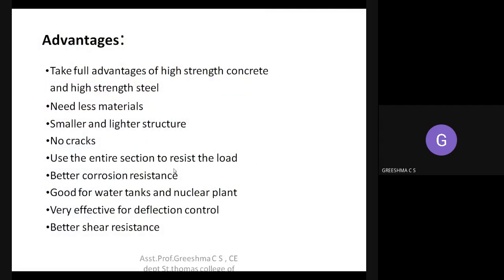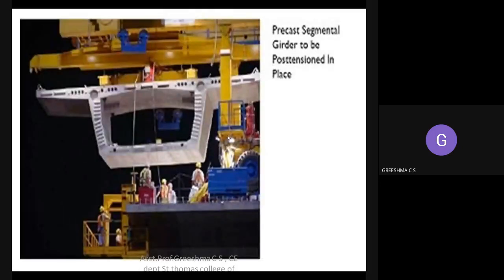Now coming to the advantages of this structure over normal RCC. First of all, it takes full advantage of high strength concrete and high strength steel. That means it is completely utilizing high strength concrete and high strength steel. You need very few materials. Comparatively, the materials used are very less, and it is a smaller and lighter structure. You can see from this figure that compared to normal RCC, the materials used are very less and the sections are very thin.